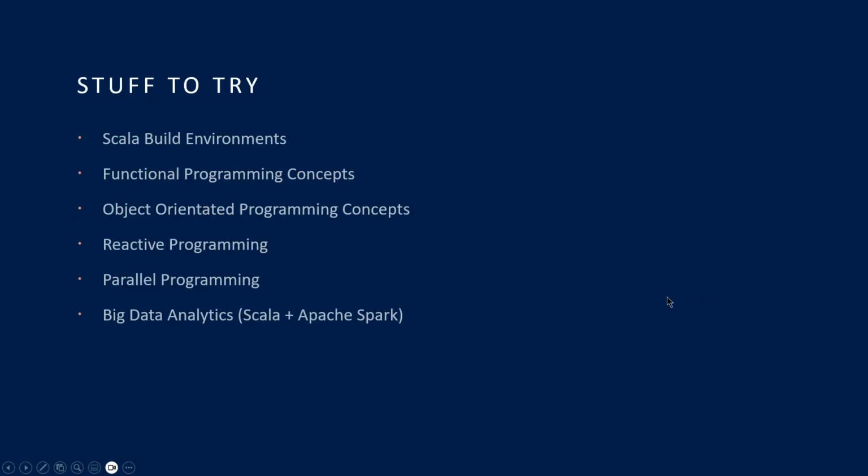So, some stuff to try. Well, there's lots of stuff to try. I haven't touched on Scala build environments, so yeah, definitely explore that. You definitely need, I think, with Scala to go down a functional programming rabbit hole, an object-oriented programming rabbit hole, and just see how they work best together. There's also reactive programming stuff you can do, parallel programming you can do in the language. There's also this big data thing with Apache Spark and Scala, which again I've not really mentioned. So, knock yourself out.